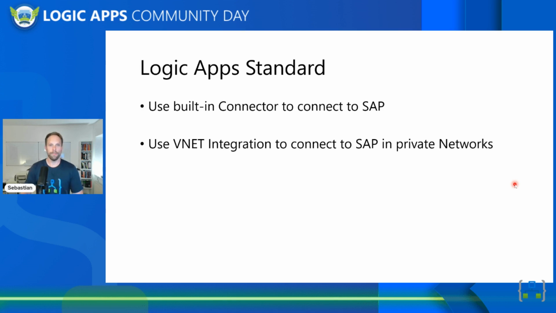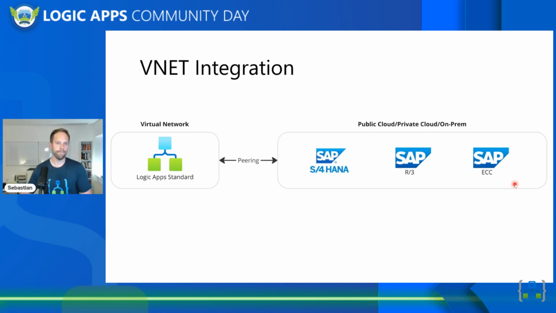I also prepared a slide for this. So this is the VNet integration slide here. As you can see, the supported systems, S/4HANA, R/3, or ECC, are placed in the public cloud, private cloud, or on-prem environment. But in this case, the Logic Apps Standard is also deployed in a virtual network. And the main thing here is that we need a peering between the virtual network where the Logic Apps Standard is deployed and where your SAP systems are living. So if you have this peering, then Logic Apps Standard is able to connect to your SAP systems, and also your SAP systems, we will see that in the scenarios later on, are able to connect to the Logic Apps Standard.